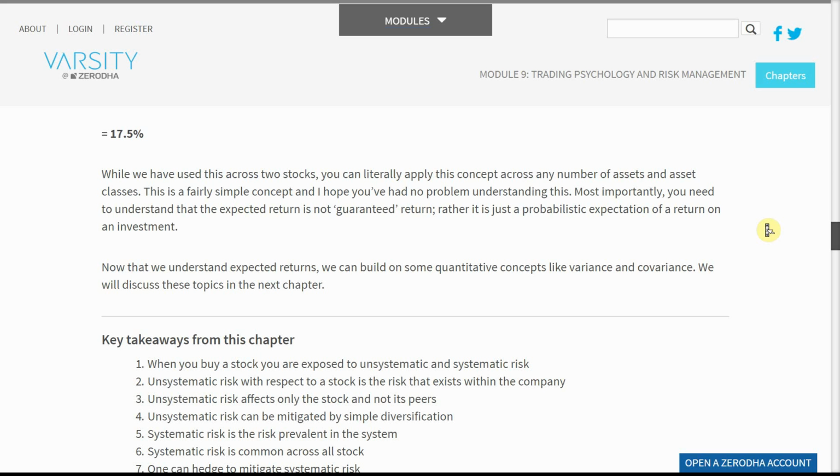Most importantly, you need to understand that the expected return is not guaranteed return. Rather, it is just a probabilistic expectation of a return on an investment. Now that we understand expected returns, we can build on some quantitative concepts like variance and covariance. We will discuss these topics in the next chapter.